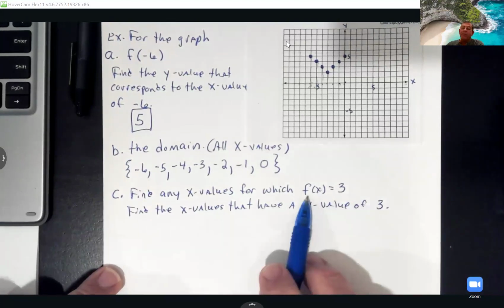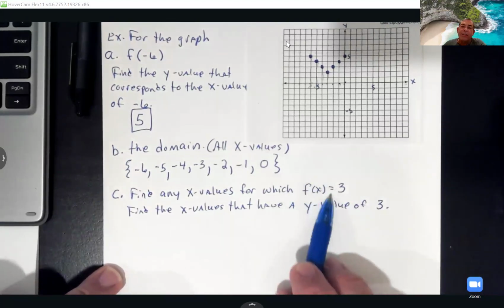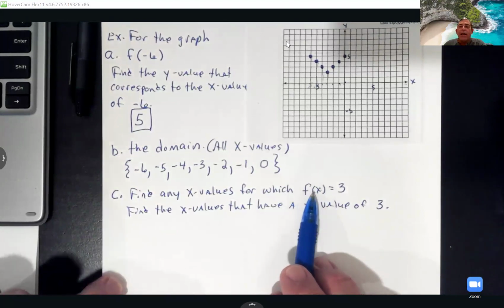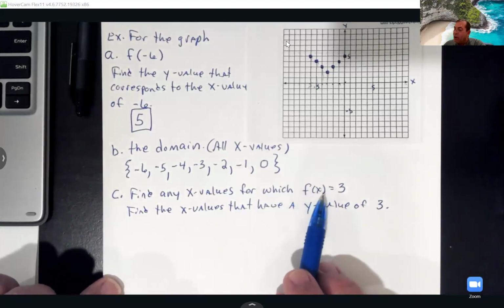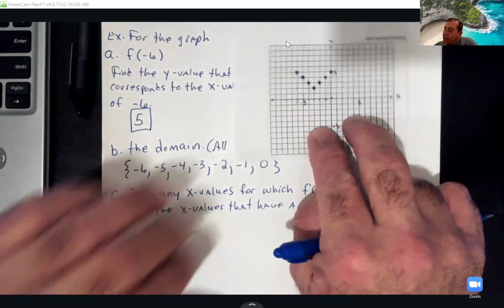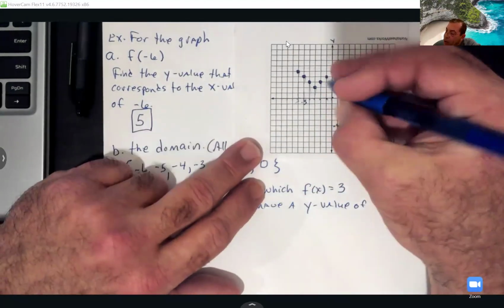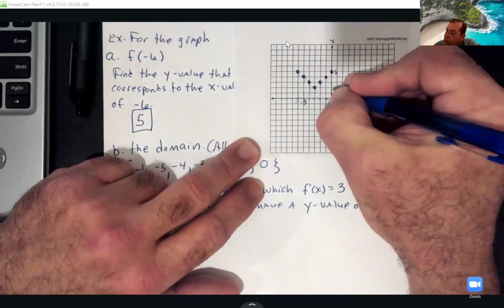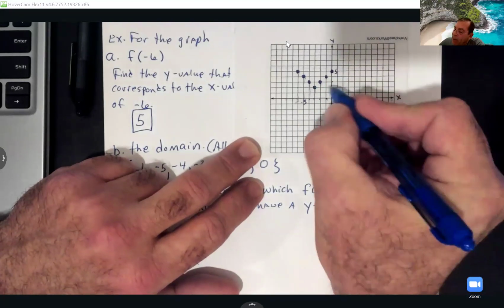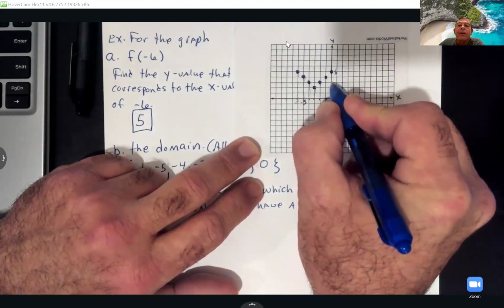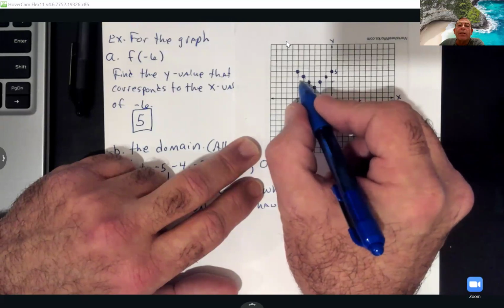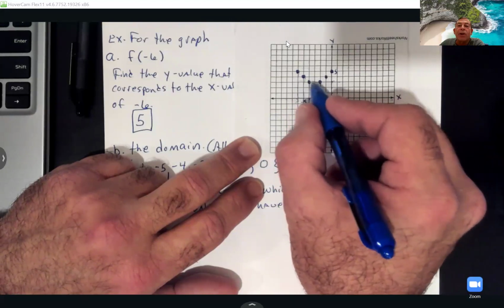Okay, so they're saying f of x. Remember, f of x is y is the same thing. So what x values have a y value of 3? All right, y'all. So I got to find 3 on the y-axis. So here's 1, 2, 3. So 3 is right here. So I need to find any points that are on line with that 3.